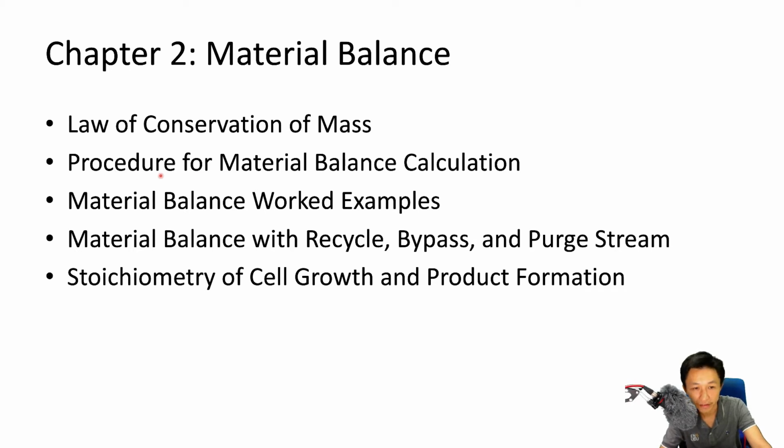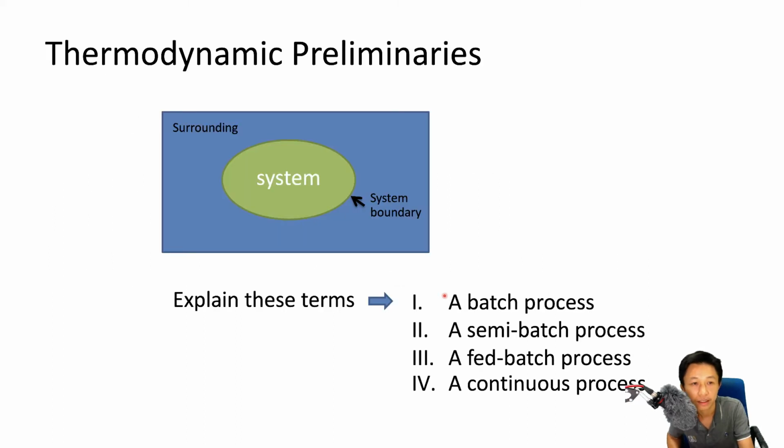This is the step for the calculation, and then we have some examples, and we can talk about some terms such as recycle, bypass, purge, and stream. And the last one is how we grow the cell, and what stoichiometry to use in this process.